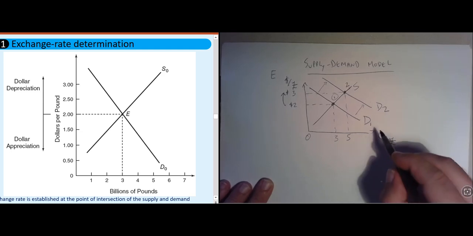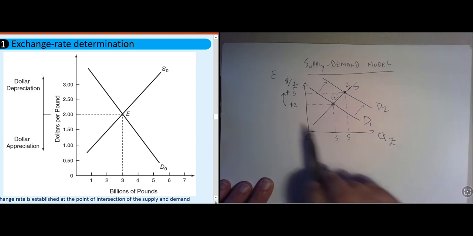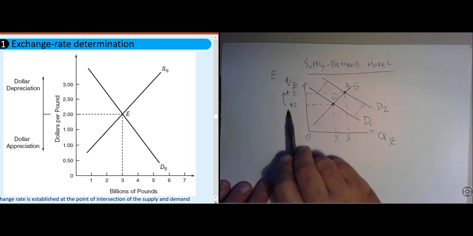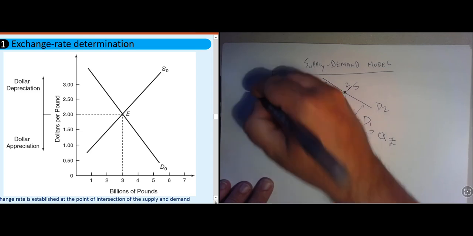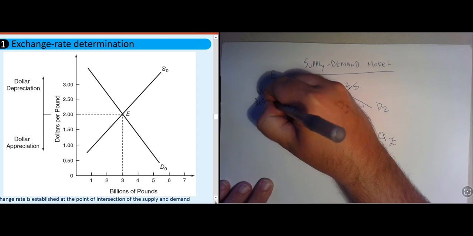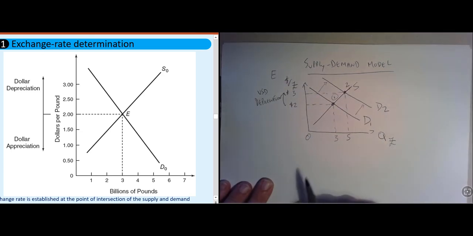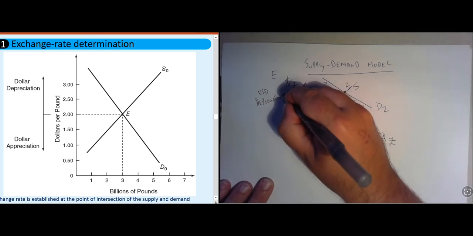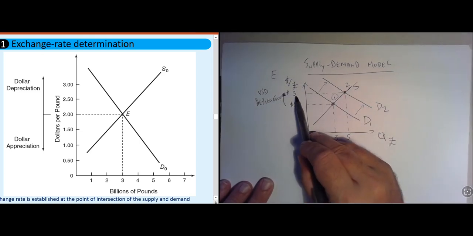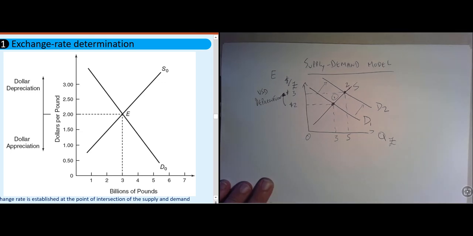So if there is an increased demand for British-made goods, the demand for British pounds goes up, leading to a depreciation of the dollar. This is a US dollar depreciation. Why is it depreciation? Because you need to give up more dollars per each pound.